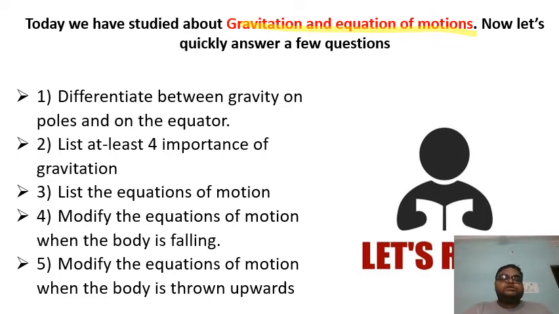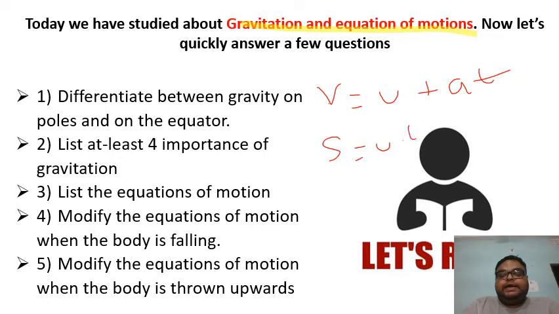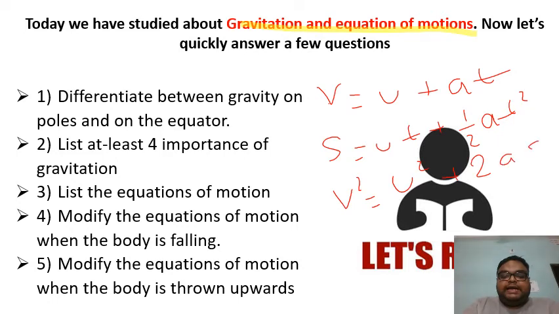Now what are the equations of motion? Who will write it with me? Let's write the equations of motion. It is v equals u plus at. s equals ut plus half at squared. And v square equals u square plus 2as. So these are the different equations of motion that we have studied today.